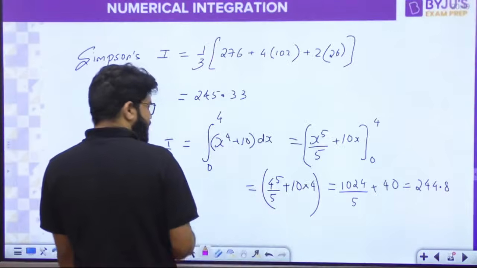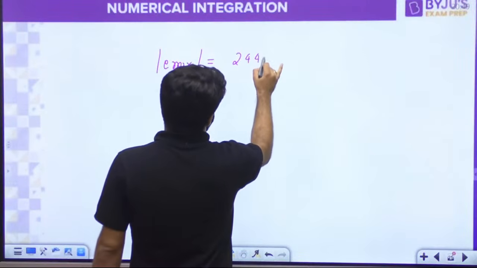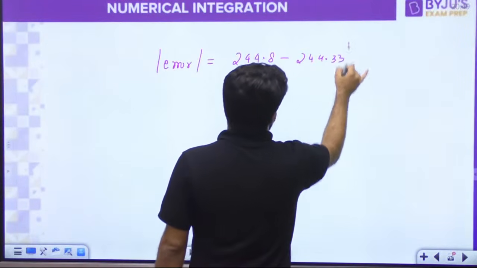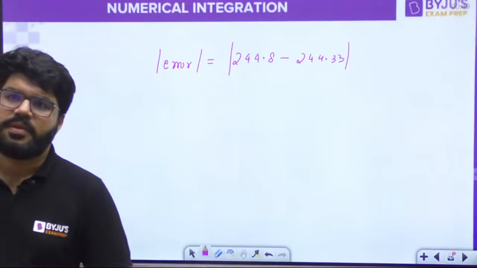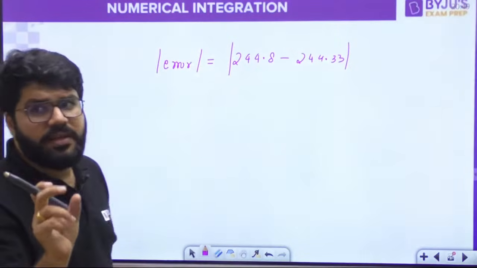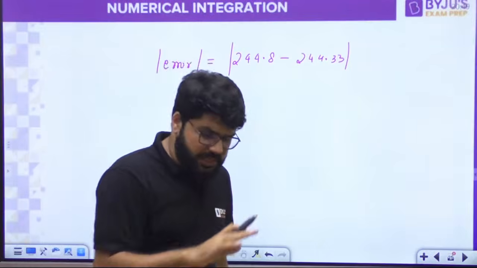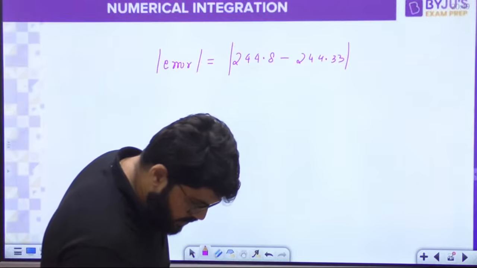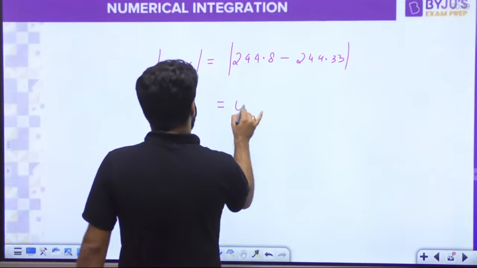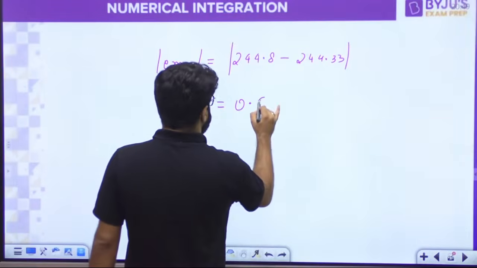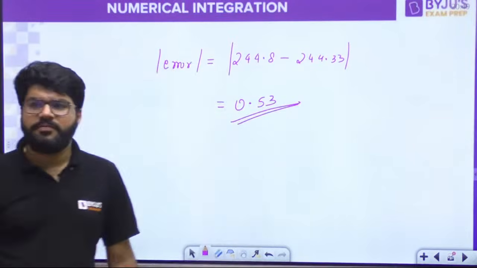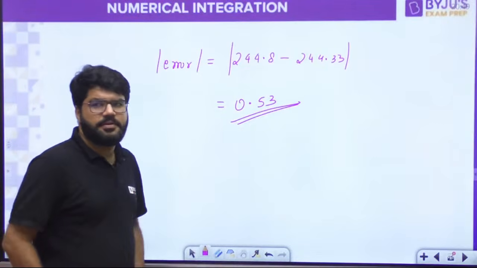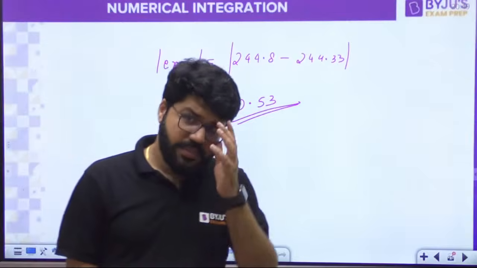ठीक है, यहाँ आप नॉर्मली करो, एग्जैक्ट माइनस अप्रोक्सीमेट, मॉडुलस, वैसे भी मैग्नीट्यूड लेना है. Okay, right, and they are asking only the magnitude of the error. It is not asking relative error, it is not asking you the percentage error. ये ध्यान रखना है. So how much is the answer? The answer is 0.53. Right, 0.53. That's it. यहाँ पे आंसर आ गया 0.53.